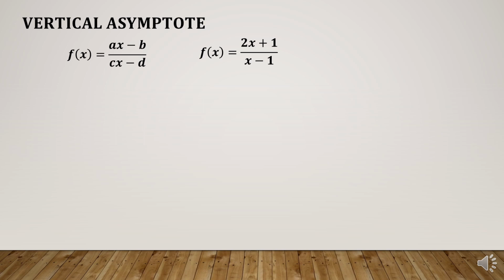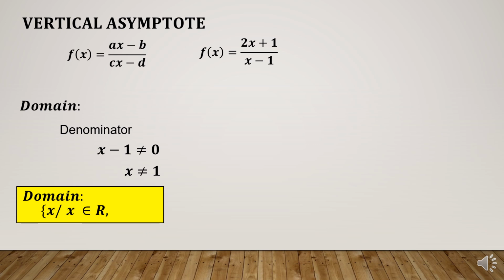Now, to find the vertical asymptote, it is just the same as how we find the domain of the given rational function. If you can still recall the domain, we're going to find the restriction of the value of x in the denominator. Since the denominator is x minus 1, it must not be equal to 0, and the value of x that will make our denominator equal to 0 is 1. Therefore, x must not be equal to 1. So the domain is the set of x such that x is an element of the real numbers, but x must not be equal to 1.